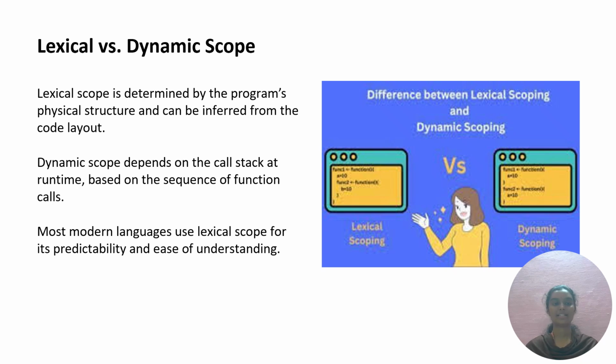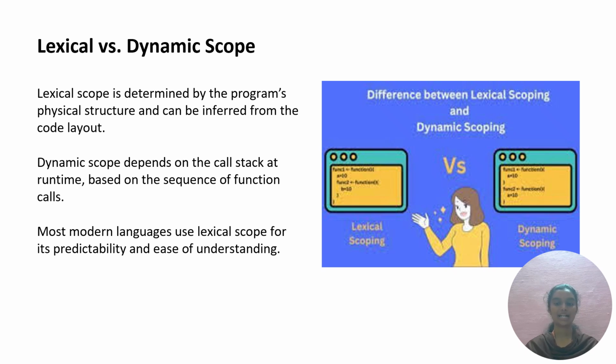The lexical versus dynamic scope. The lexical scope is determined by the program's physical structure and can be inferred from the code layout. The compiler decides which variable is referenced based on where it is defined, and it is common in most modern languages like C, Java and also Python.